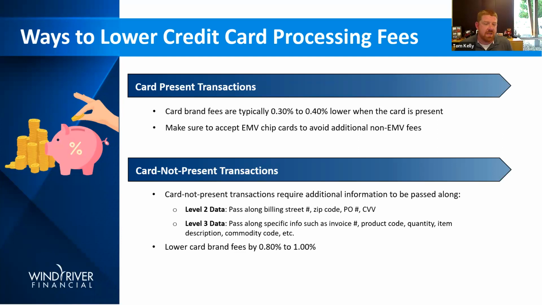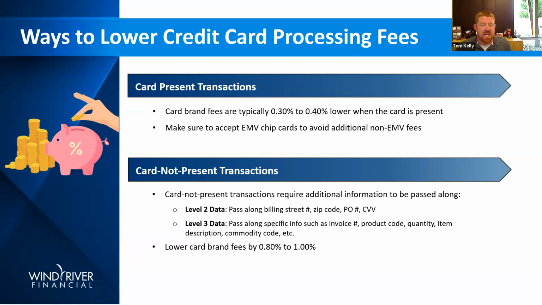When the card is not present, there are some things that you need to do. Really, Visa, MasterCard, and Discover see a card present transaction as the least risky transaction. When it's not present, you need to pass along your billing street number, your billing zip code, and if it's a business card, a PO number, and also a CVV, or the security code on the back. If your terminal's not prompting you for that, and we do run into that sometimes where the software is not prompting you, you're going to be downgrading on all those transactions, paying 0.3 to 0.4% more. So that's something that you're going to want to do.